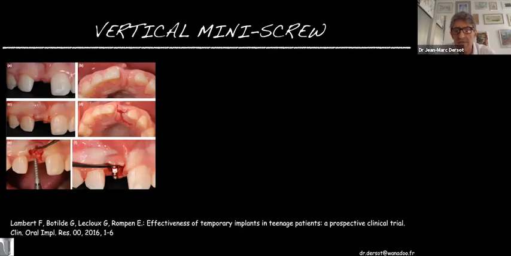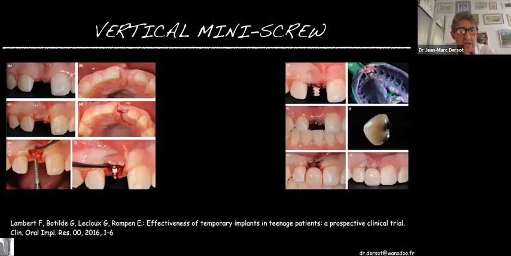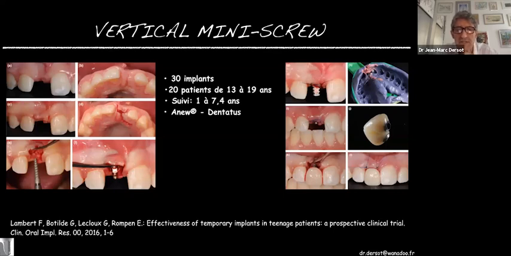In the literature, there is also another proposal. For example, vertical mini screw. Here we are in Belgium with a team from Professor Eric Rompen. So they used two brands of mini implant. There are 13 implants, 20 patients. The follow-up, sorry, it's again in French. The follow-up is 1 to 7.5 years. You see the brand of the mini screw, ANU and Dentatus, the diameter, the length, and the result, the survival.